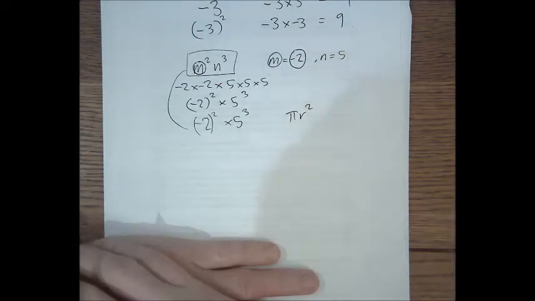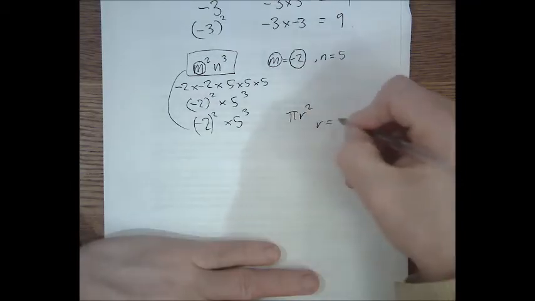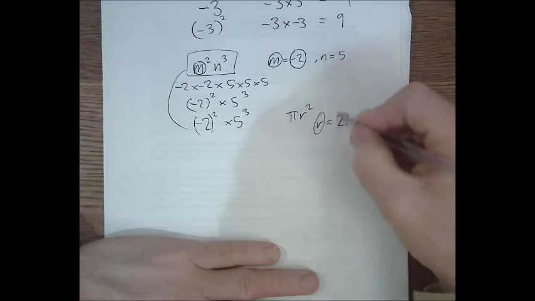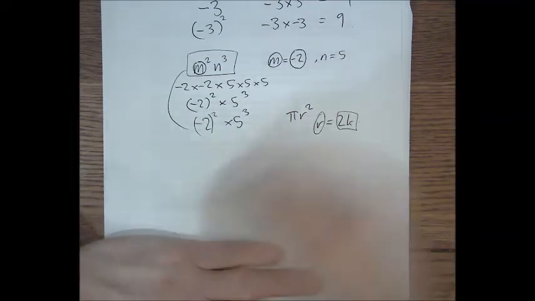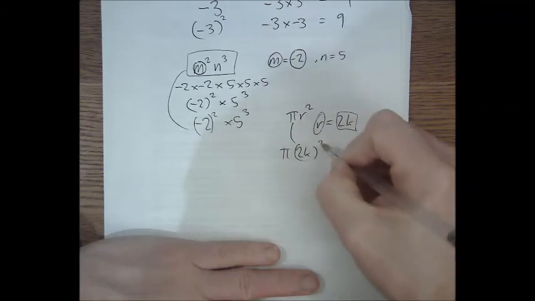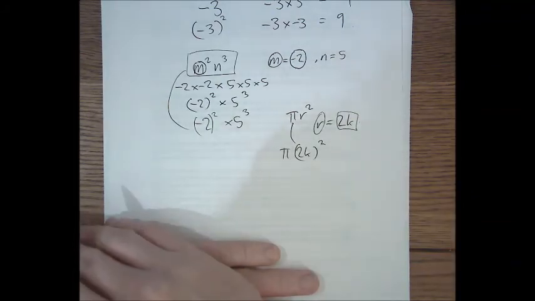So if there's a circle and I tell you that R equals 2K, well, single text message character, 2 text message characters. So when you make the substitution, put the 2 text message characters in brackets.